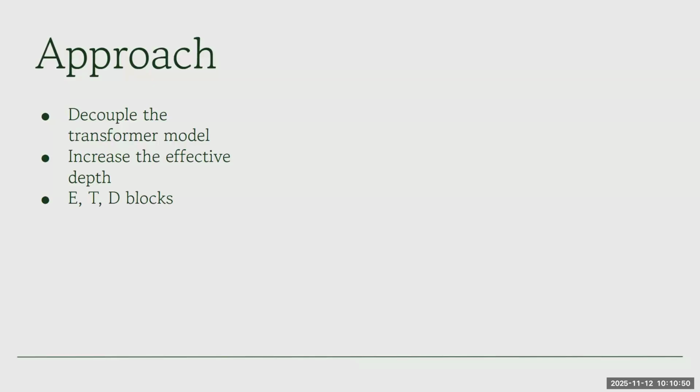This is where I have a bit of qualms with the way the paper represented the naming. They represented the early layers as encoding blocks, the mid layers as thinking blocks, and the later layers as decoding blocks. Their justification for this was that you can assume the early layers are projecting the inputs, the vector of the tokens, into this latent space.